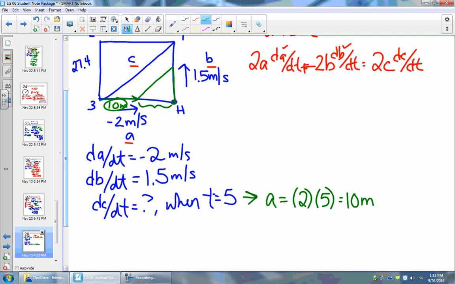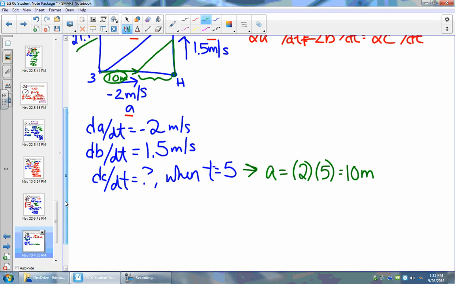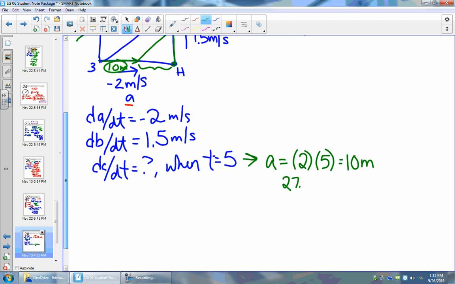So what do you guys think we need to do? Hopefully you're saying subtract that from 27.4, which is the whole length. So 27.4 minus the 10 is going to give us 17.4 meters. So that is our A value.